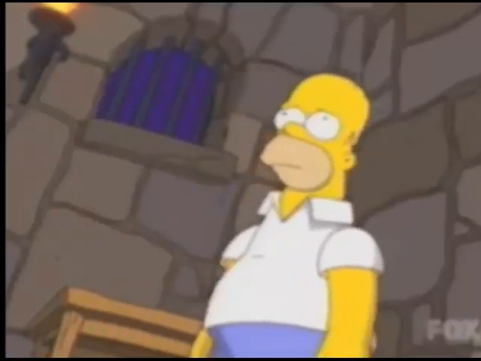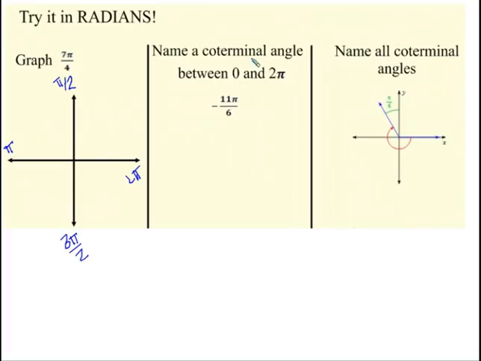It's so stupid. All right, so let's check it out. You had to first graph 7 pi over 4 radians, see where that terminal side would end.